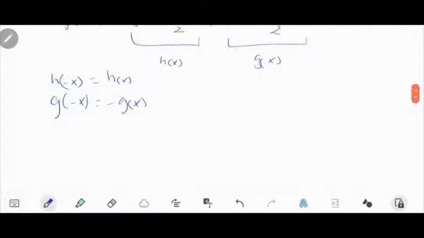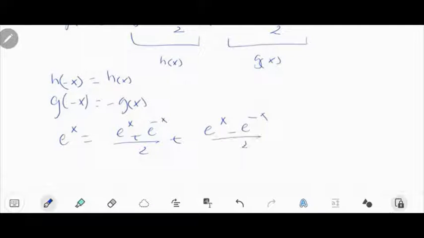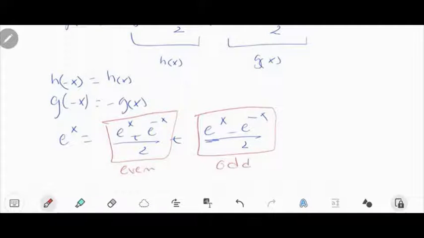Now if we apply this to the exponential e^x, it will be written as (e^x plus e^(-x))/2 plus (e^x minus e^(-x))/2. Of course this is equal to e^x, because if we add these two, e^(-x) would be cancelled with e^(-x), and then you will have e^x at the end. So if you write e^x as this sum, you will have the sum of two functions. The first one is even, the second one is odd.